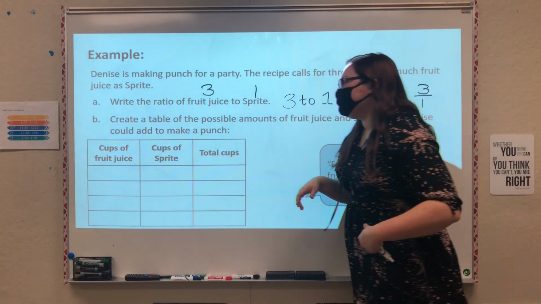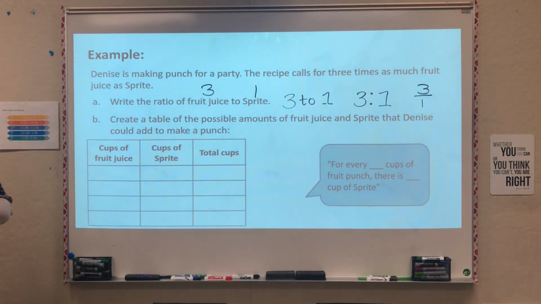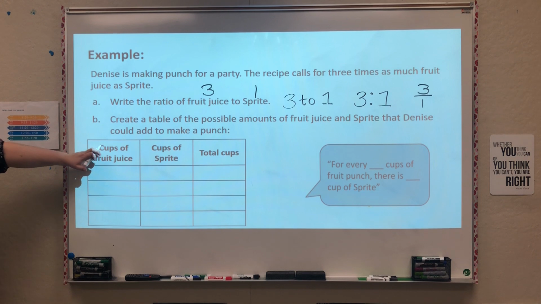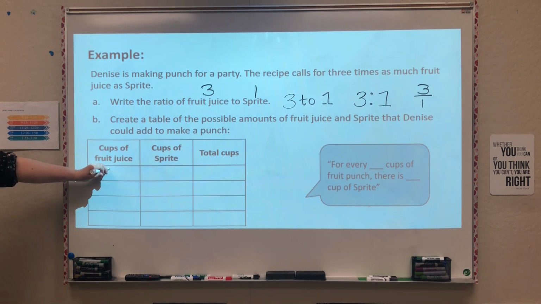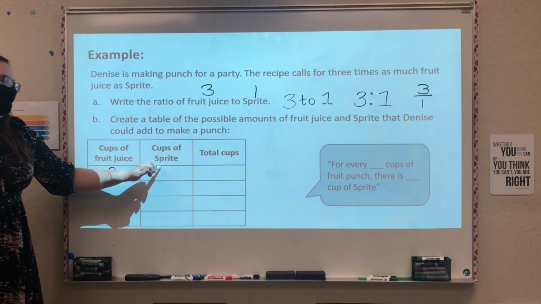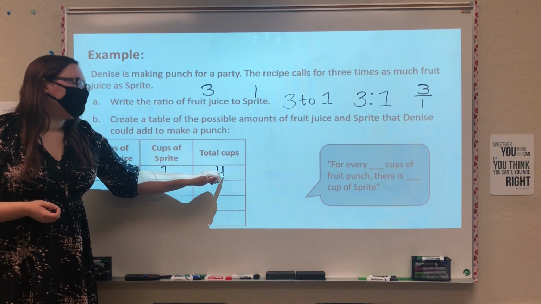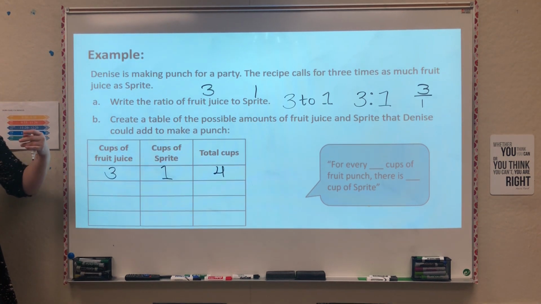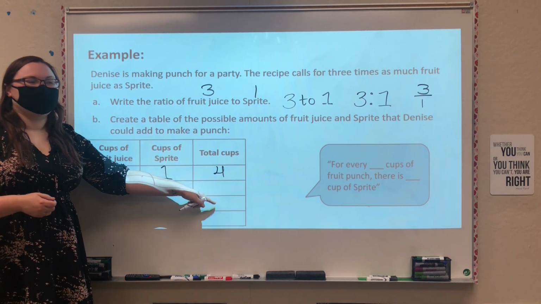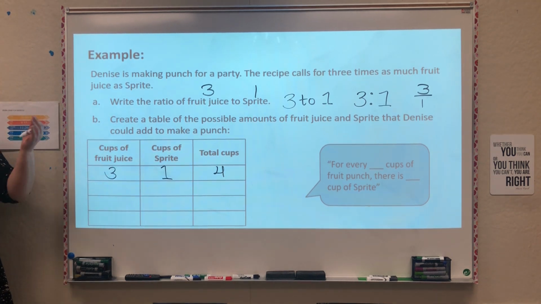All right. The second part is saying, let's create a table of the possible amounts of fruit juice and Sprite that Denise could add to make a punch. One option is the option we already said. She could add 3 cups of fruit juice and 1 cup of Sprite. That would give her how many cups? 4. Now if Denise is having a party, I imagine 4 cups is probably not enough liquid.